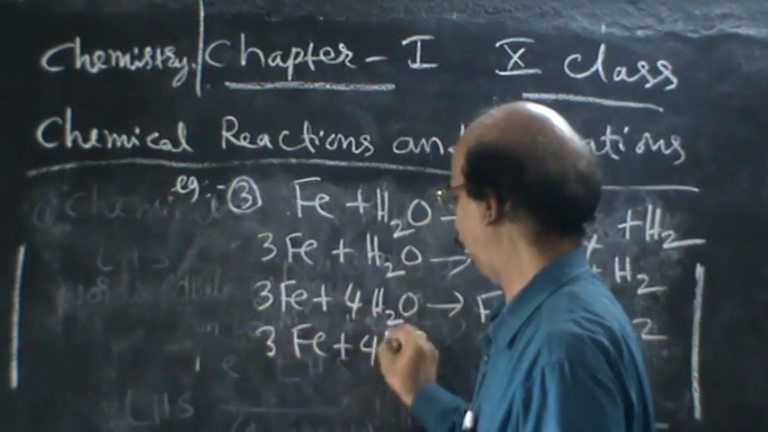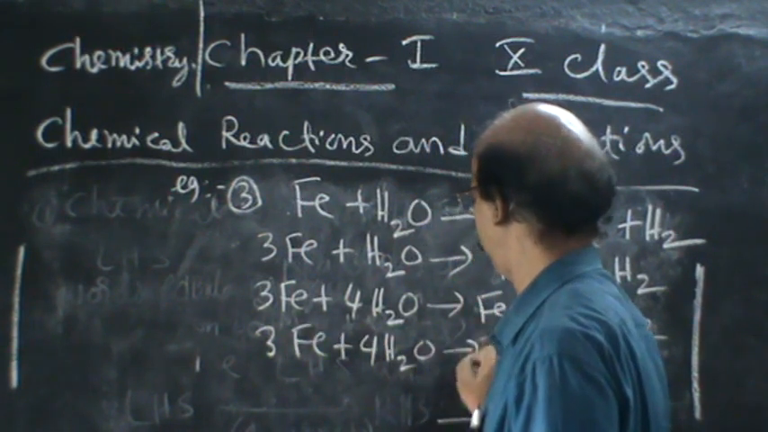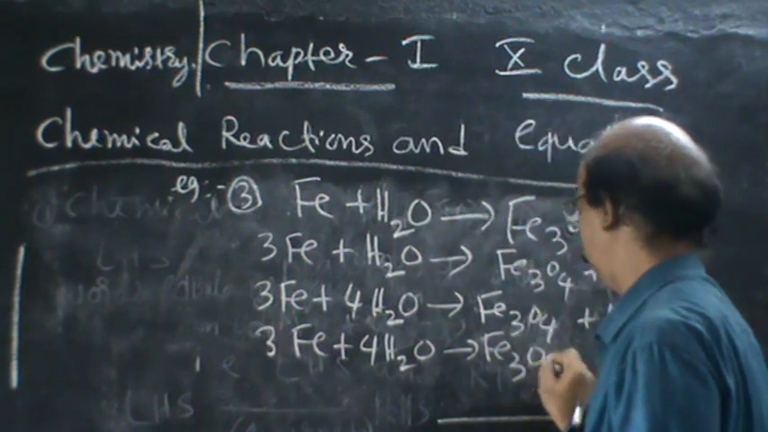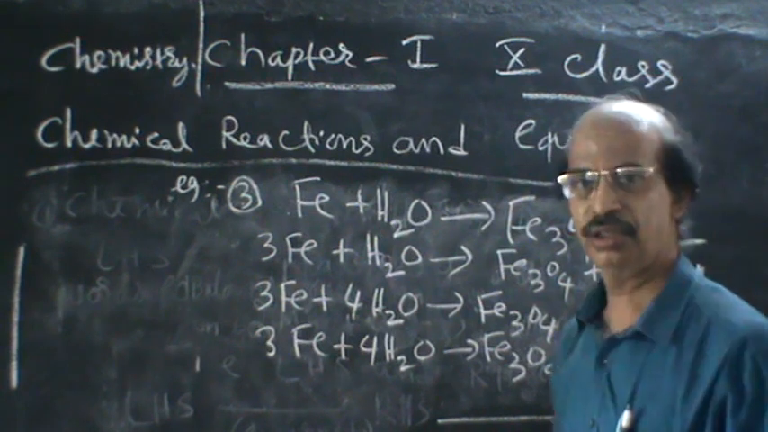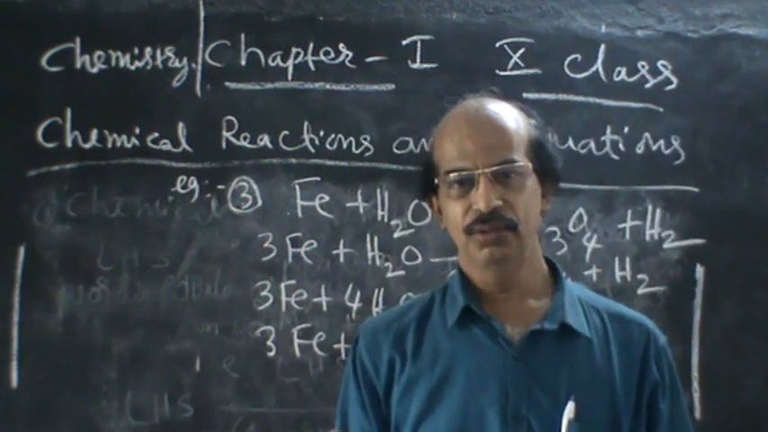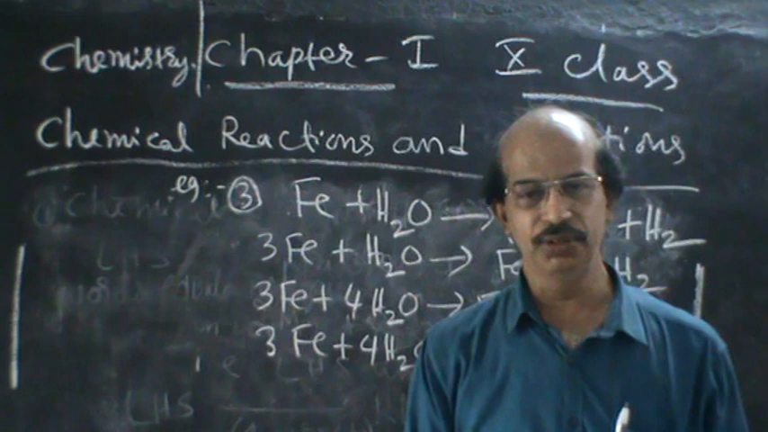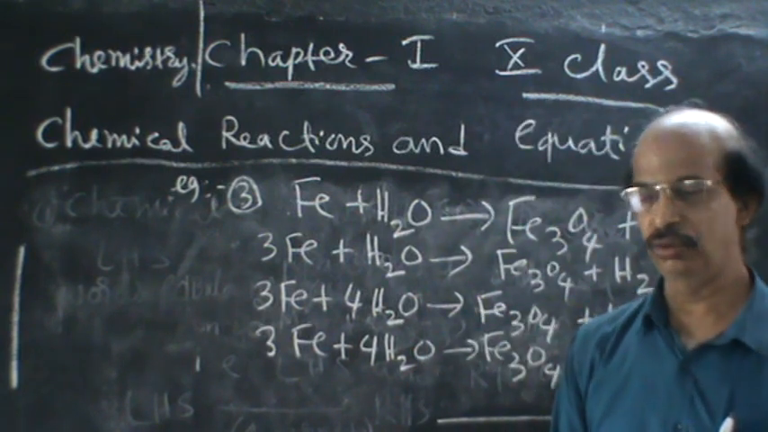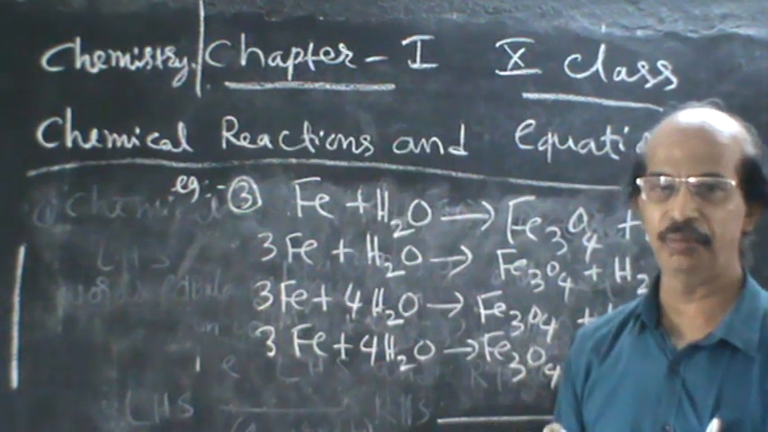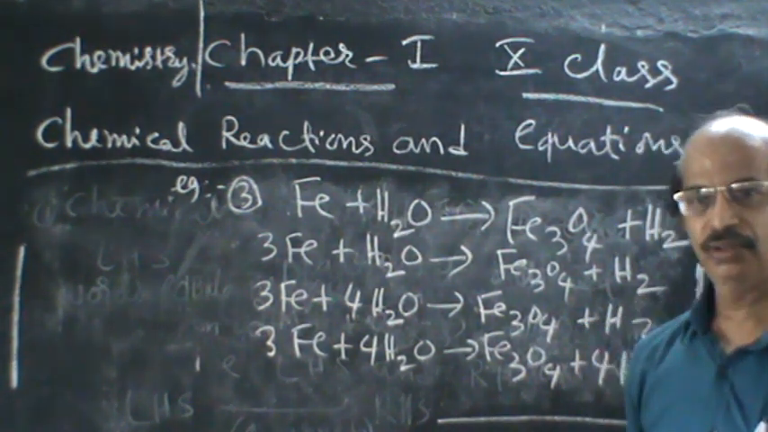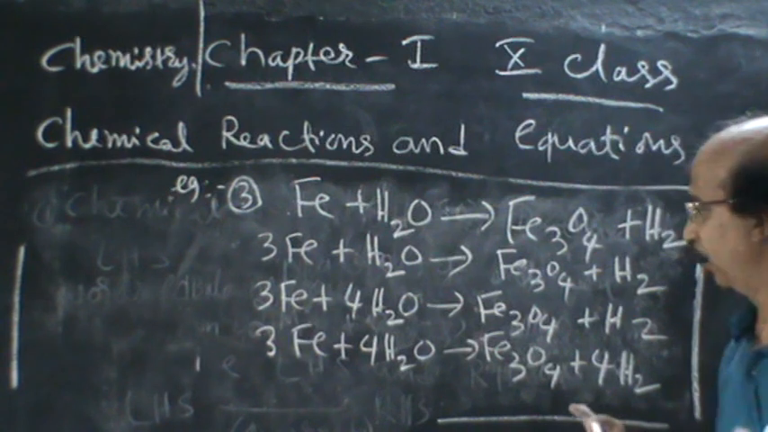The examiner wants only the final answer. Stepwise, if you want, you can do it. But if you have experience, you can straight away write the answer. It is nothing but simple mathematics. Trial and error method: try with something. If it matches, it's okay. If it is not matching, try with something else. If you know simple mathematics, multiplication and adding, that is nothing but balancing.